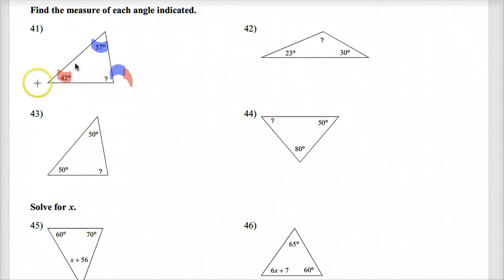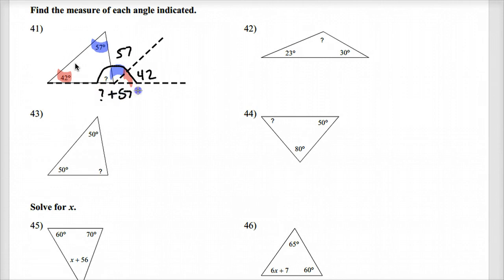So let's see how we could do this. If I were to draw kind of this line and extend it out, and then let's say I were to draw another line and kind of make it parallel to that line there, that's how it would split up. So what happens then is this is 57 and this is 42, and you put those together and they make a straight angle, which is 180. So I know then that the question mark plus 57 plus 42 is going to add up to 180 degrees.